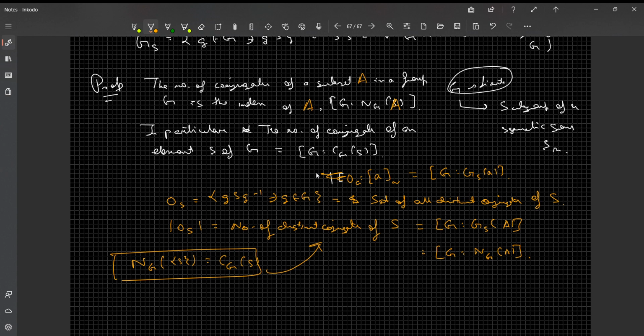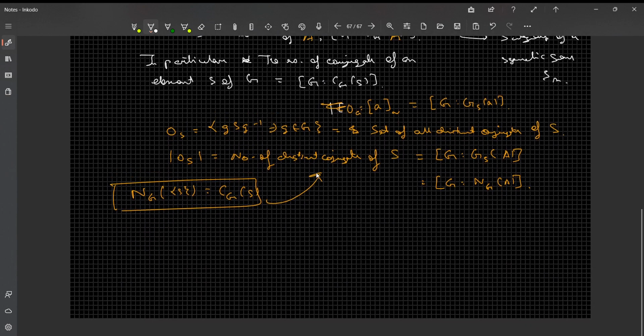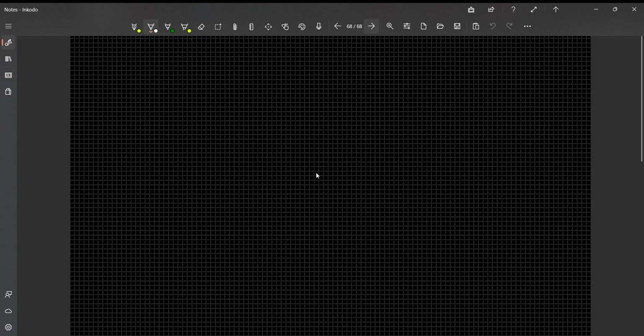Let us come to the next proposition. I should say the next theorem, which is of extreme importance, which is the class equation. So it's another counting theorem. So, theorem, and this is called the class equation. Let G be a finite group. Now, obviously, we can speak of counting the elements in G if and only if it's a finite group, right?